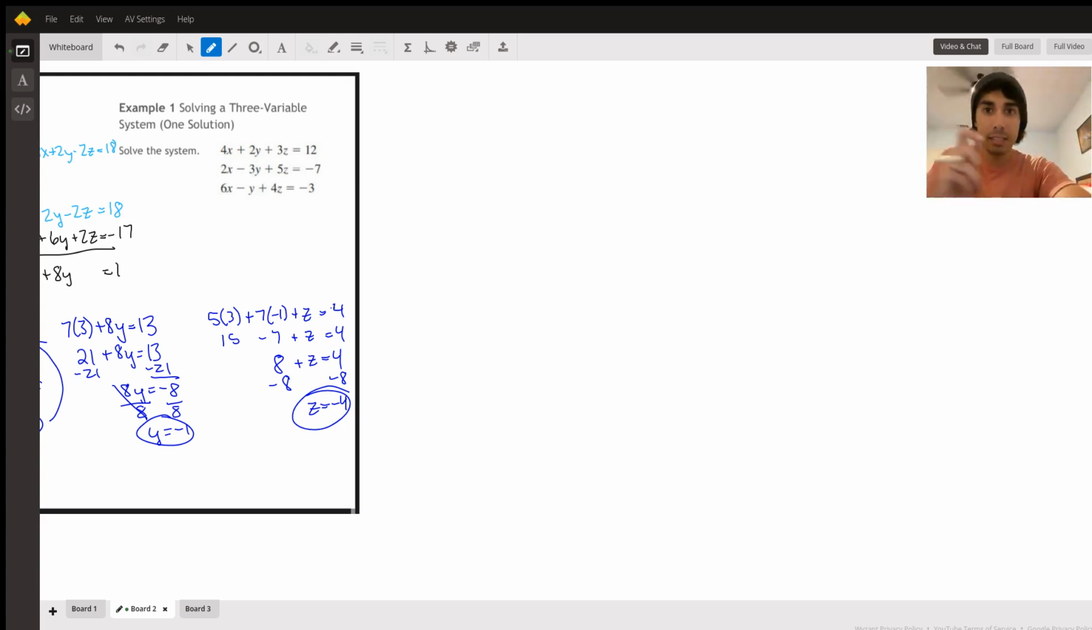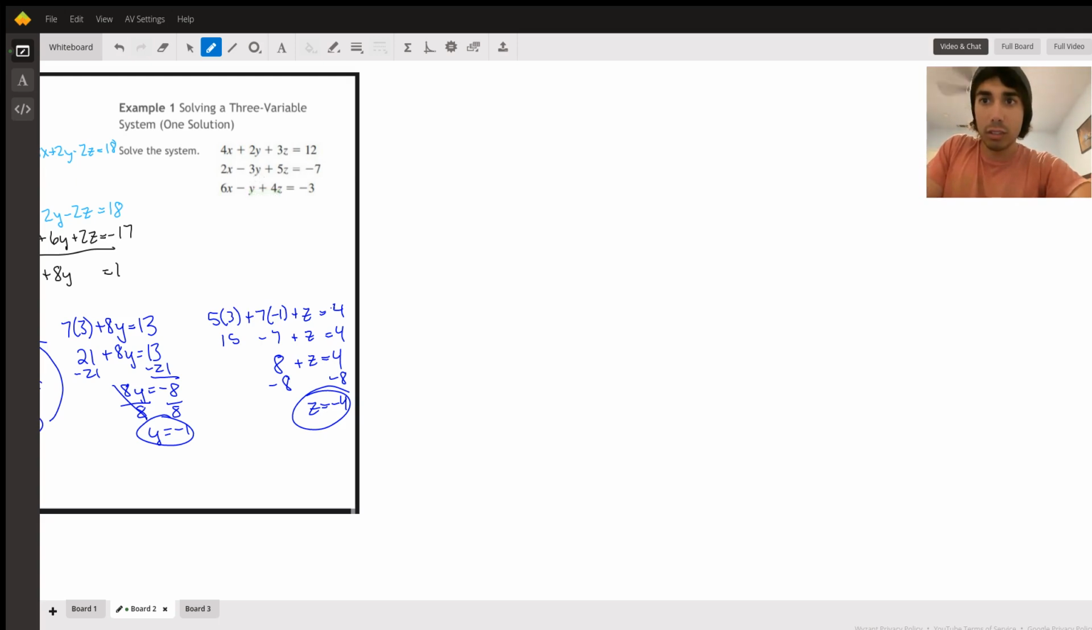Here's why. I have a coefficient of 1. Whenever you can't decide which variable is the easiest to eliminate, see if there's one with a coefficient of 1 anywhere. That one is going to be easy to eliminate, and I'm going to show you why as we work through the example. So I'm going to eliminate the y's.